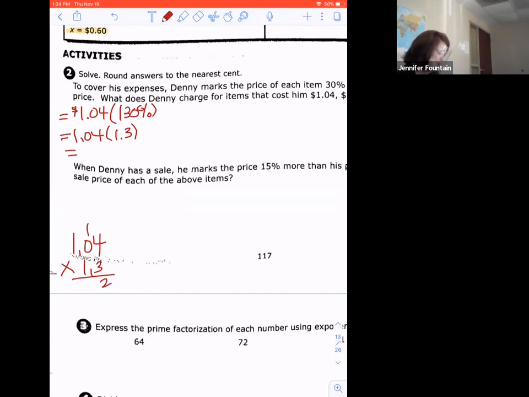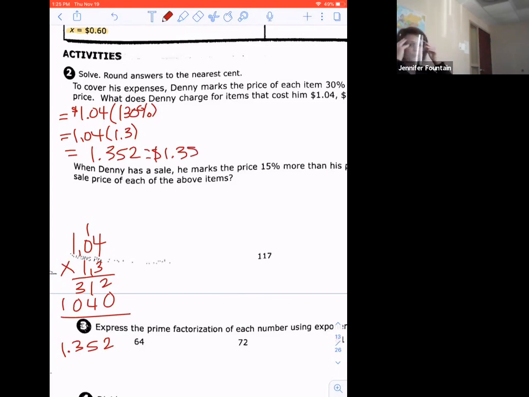4 times 3 is 12, carry my 1. 3 times 0 is 0, plus 1 is 1, 3 times 1 is 3. Placeholder 0, 4 times 1 is 4, 0 times 1, 1 times 1, so I have 2, 5, 3, 1. Count my decimal places, 1, 2, 3. So I've got 1.352, and it said to round to the nearest cent. So what would that round to? $1.35. So when he buys it from the wholesaler, he pays $1.04. But when people buy it from him, it's $1.35.